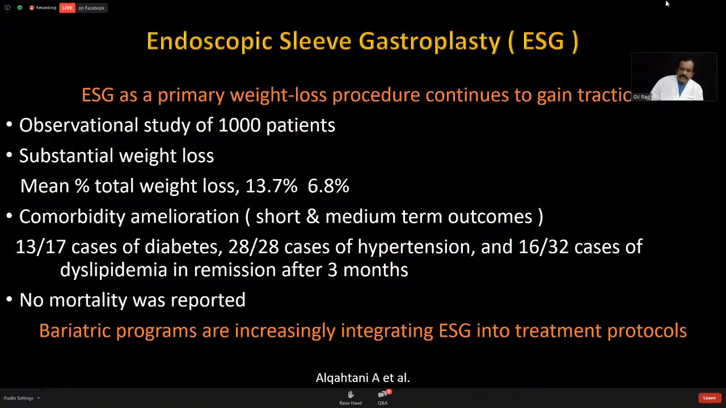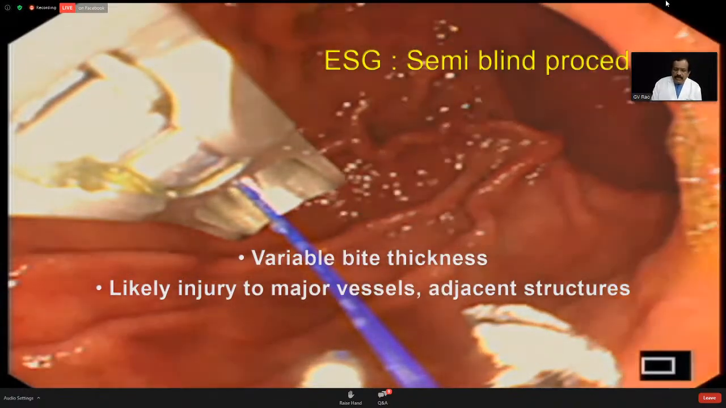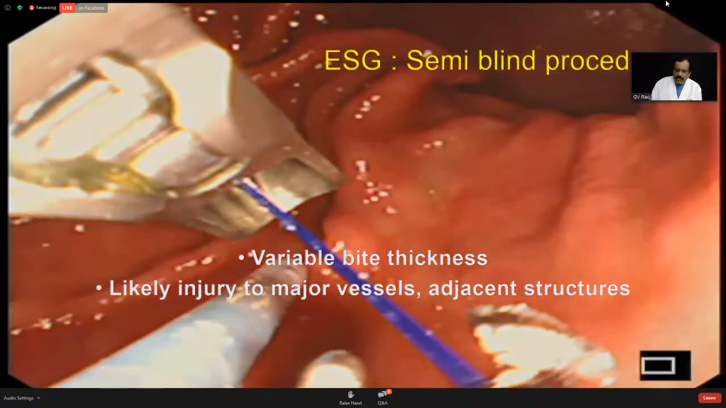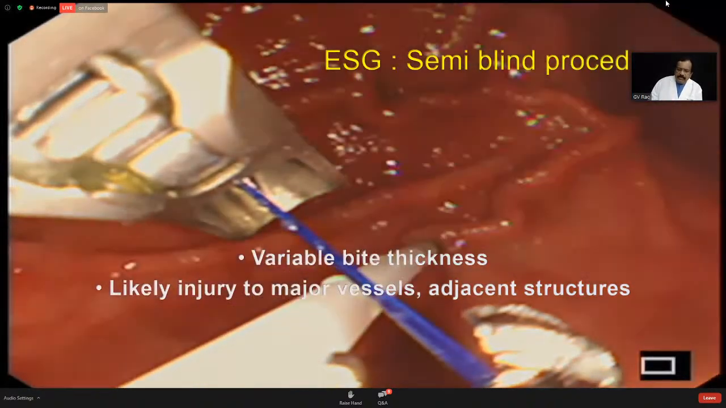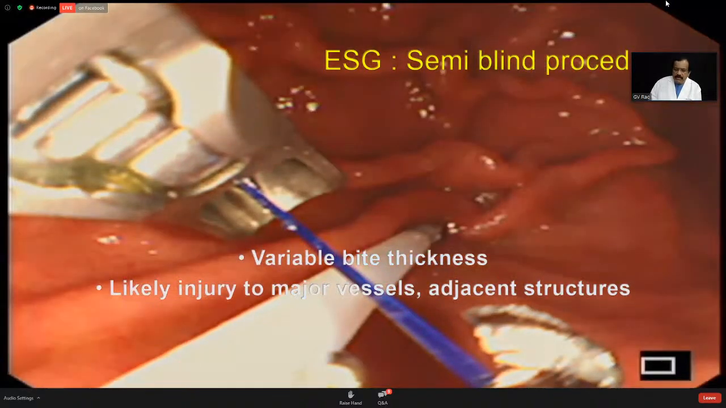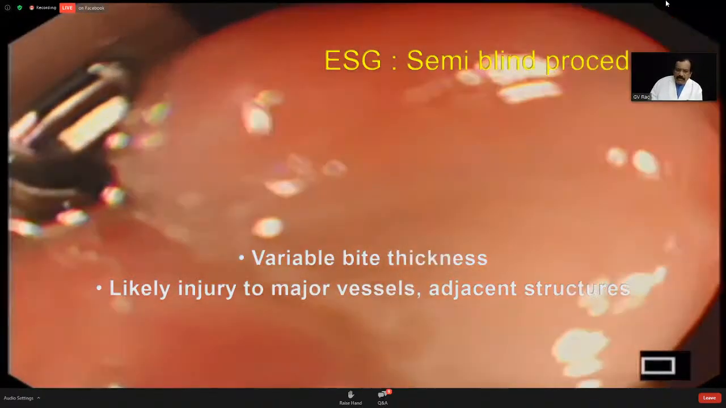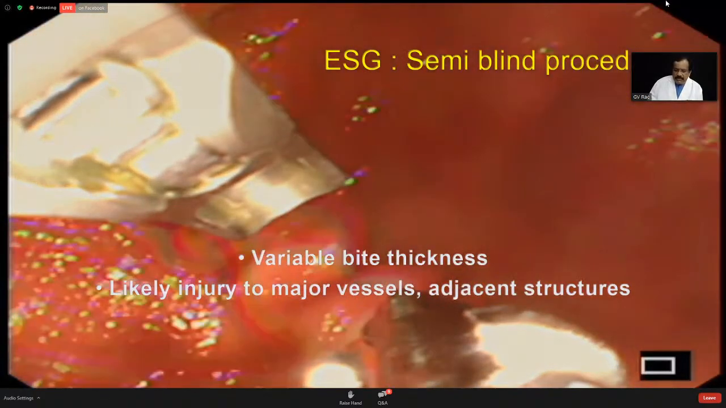We have endoscopic sleeve gastroplasty, which is coming in a big way in the management of patients with obesity. There is data to show that it is being increasingly used in the treatment and is gaining access into the treatment algorithms. But surprisingly, endoscopic sleeve gastroplasty is a semi-blind procedure. This is a suturing device, what Philip has shown you. Beautiful device. It is the only device with which endoscopists can be very sure that they can do suturing. But these are semi-blind procedures and most of these sutures that we take need not be full thickness sutures.